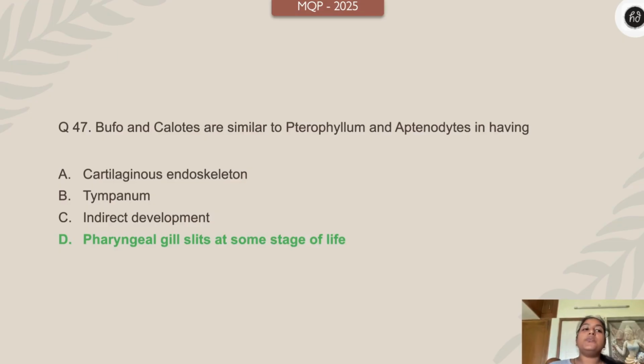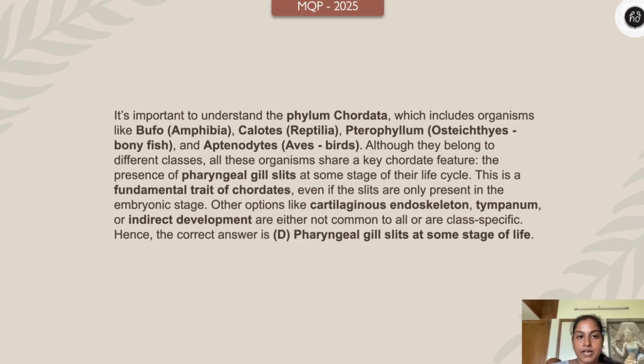Okay, so what do you think is the commonality among everything? So it may be the Bufo or Calotes or Pterophyllum or Aptenodytes. First of all, what are they? Right, Bufo is an amphibian, right? Calotes is reptilia, Pterophyllum is a bony fish, and Aptenodytes is a bird. So although they all belong to different classes, right? Yeah, they are under the phylum Chordata.